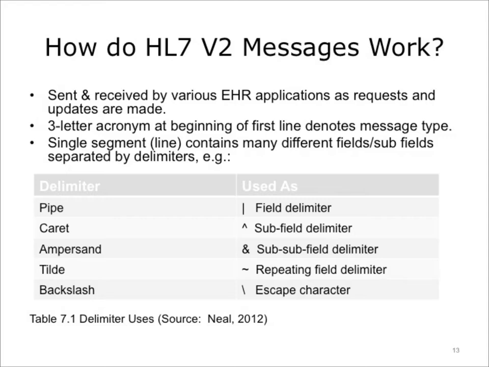Different types of HL7 messages contain different segments. Dissecting a single segment reveals one to many different fields, or even subfields, each separated by a delimiter. Some delimiters include pipe, which denotes a field delimiter, caret, which denotes a subfield delimiter, ampersand, which denotes a sub-subfield delimiter, tilde, which denotes a repeating field delimiter, backslash, which denotes an escape character.